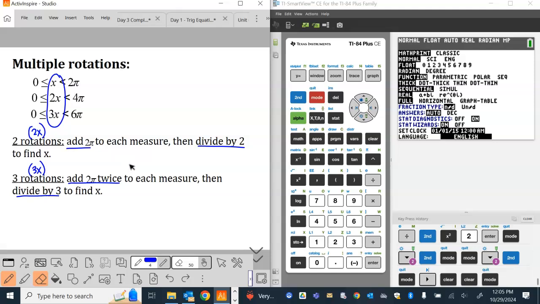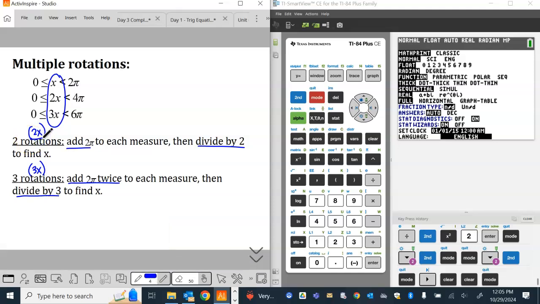Okay, here are some things that are going to happen with rotations. You're going to have multiple rotations here. So maybe you rotate around twice or you rotate around 3 times. So you're going to pause and use this slide, write it down, use it to help you. 2 rotations would be with 2x. So here, I'm thinking about 2 times x. 3 rotations would be 3x. This will tell you what to do.